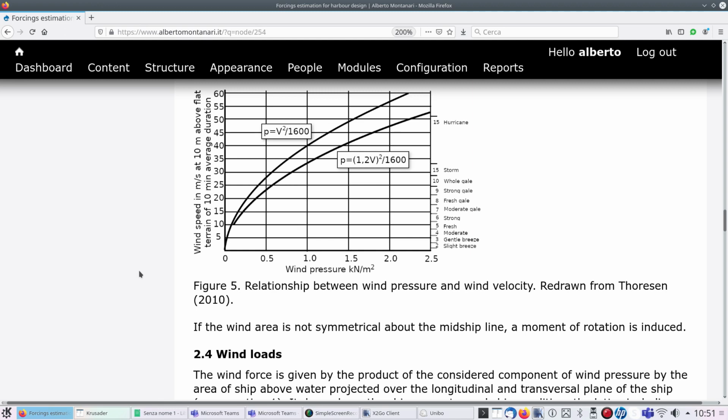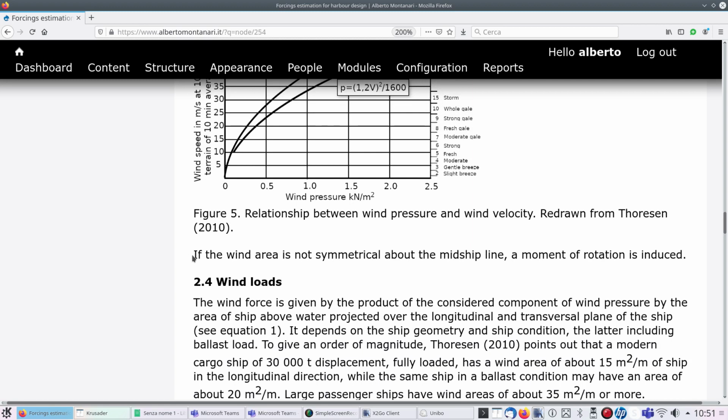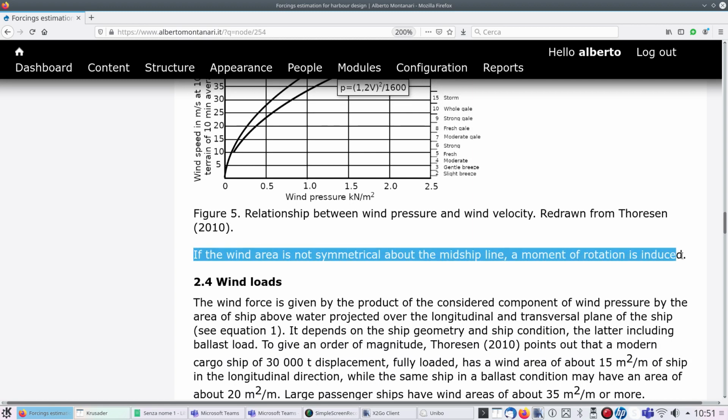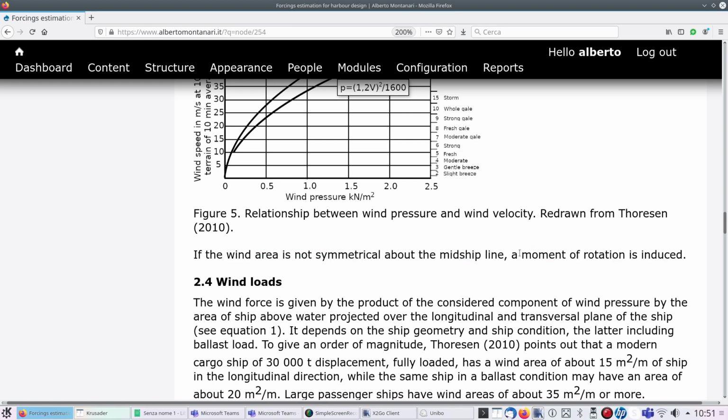Okay, now here I am also saying that keep in mind that wind can not only induce a translation of the ship, but it may also induce a moment of rotation. We will discuss rotation of the ship below.